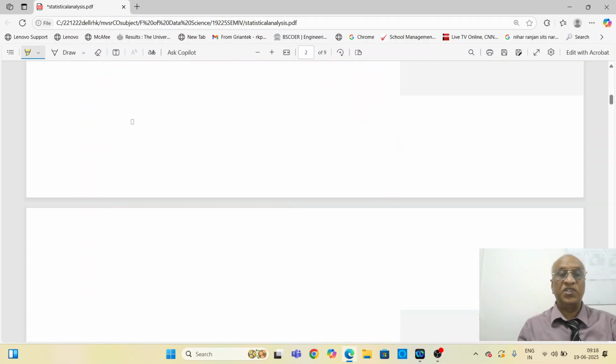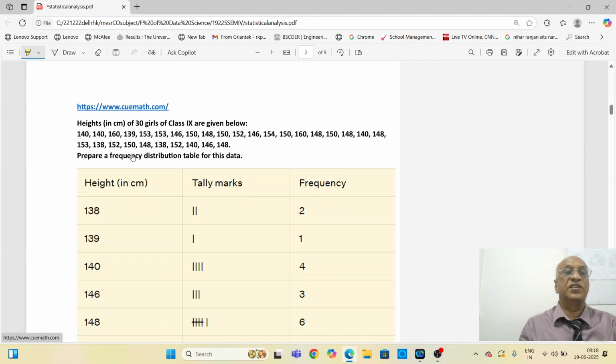Now, what are the examples of statistical distribution? Say, for example, I took this example from qmat.com. You see here heights in centimeters of 30 girls in class 9th. So these are heights in centimeters, 140, 140 like that. Say for example, somewhere here there is 138. 138 centimeters is the height of a girl, let us say. Similarly, 138 is again here. So there are two girls whose heights are 138.